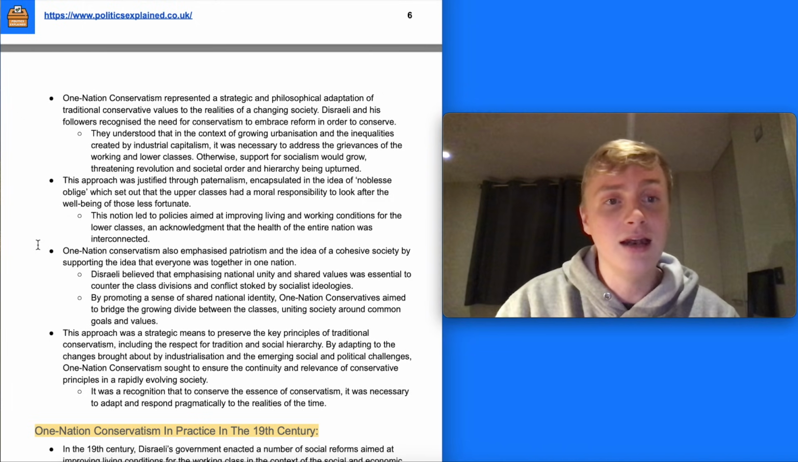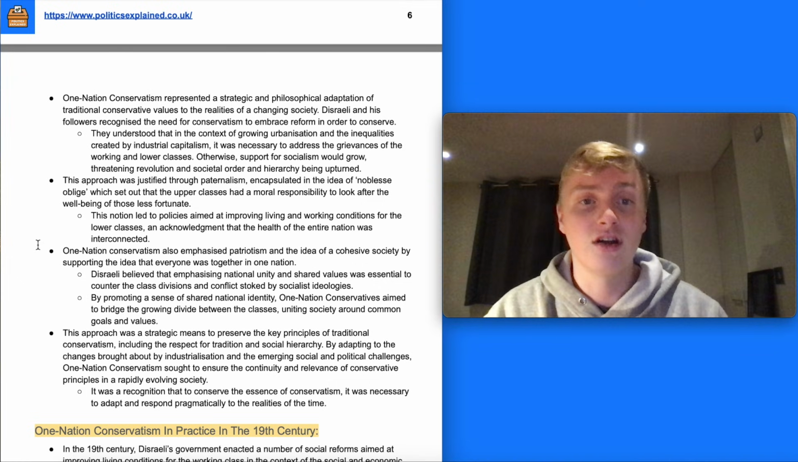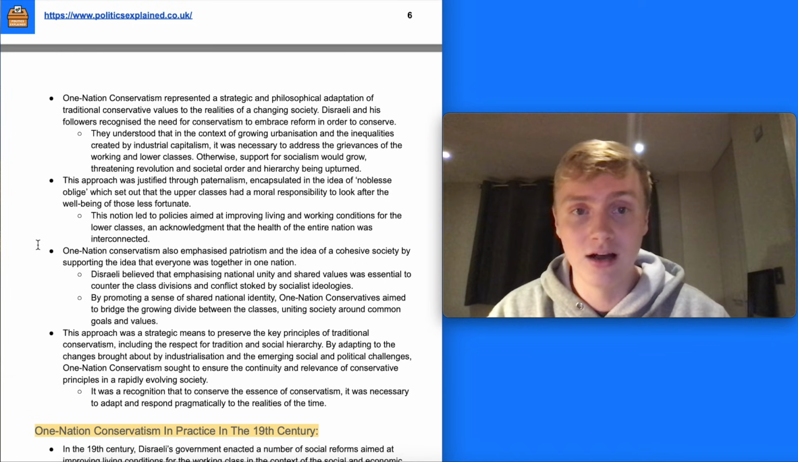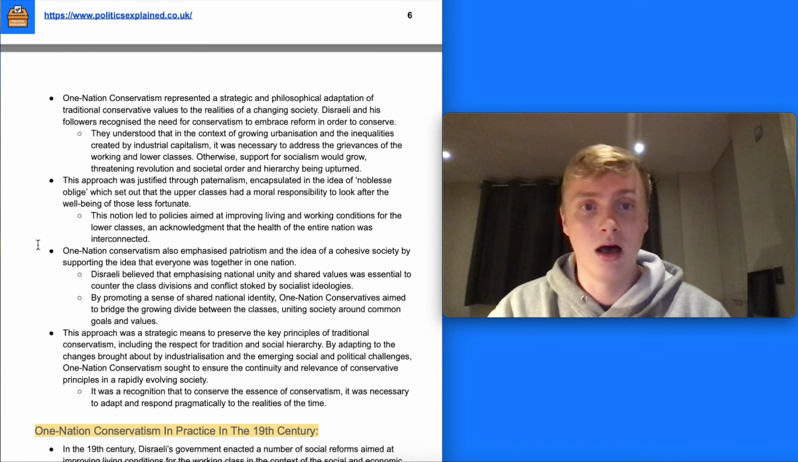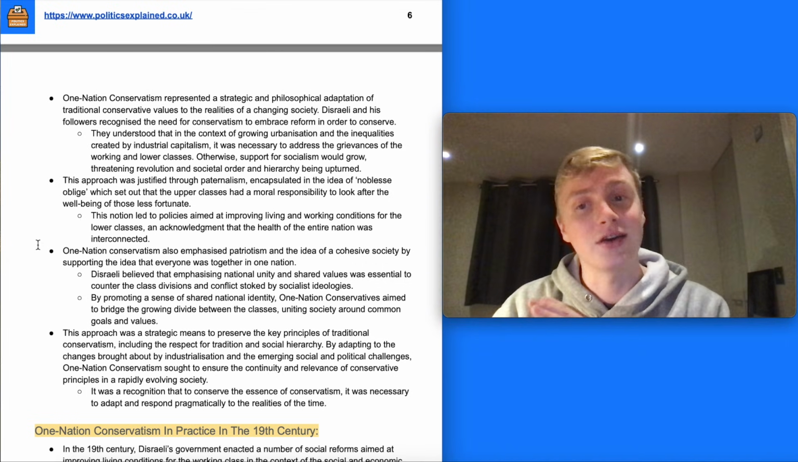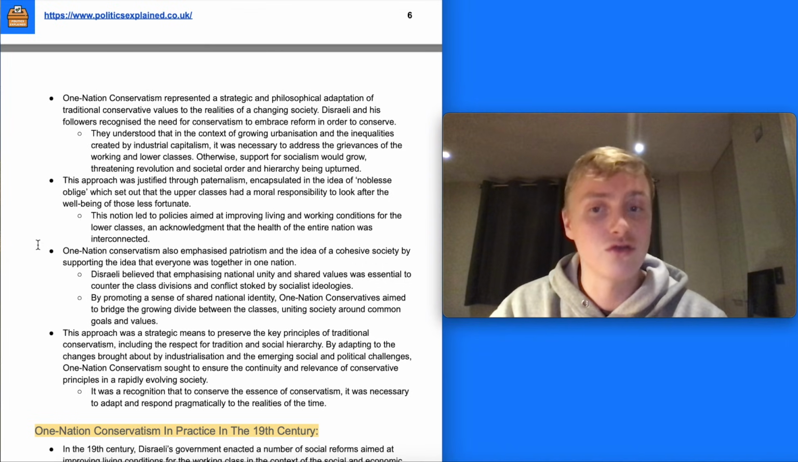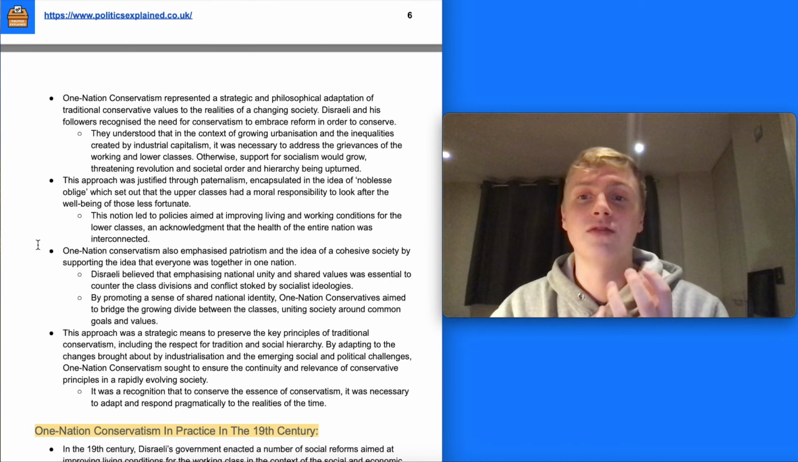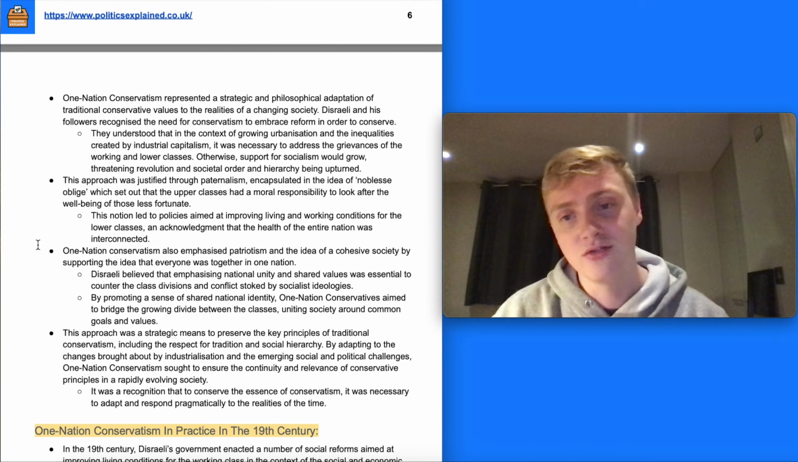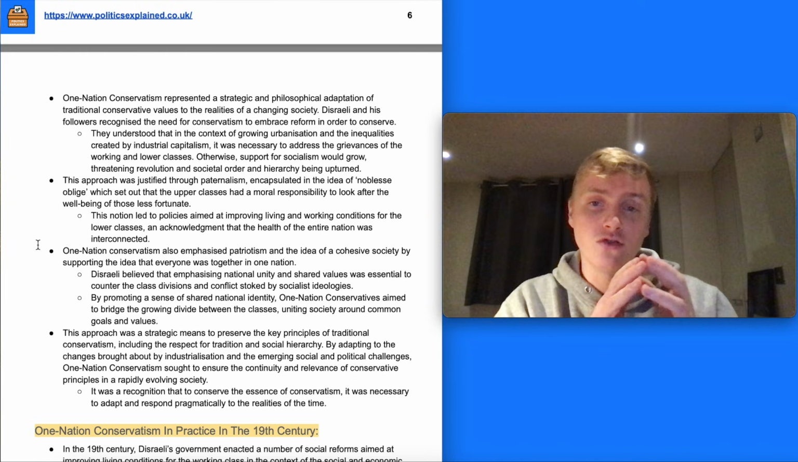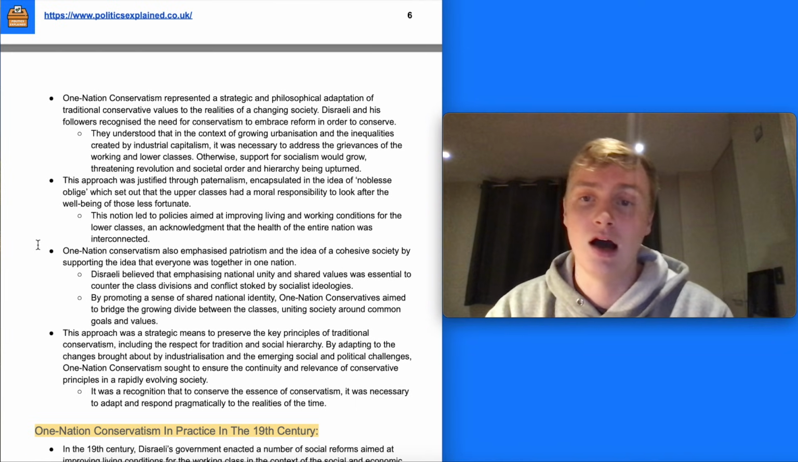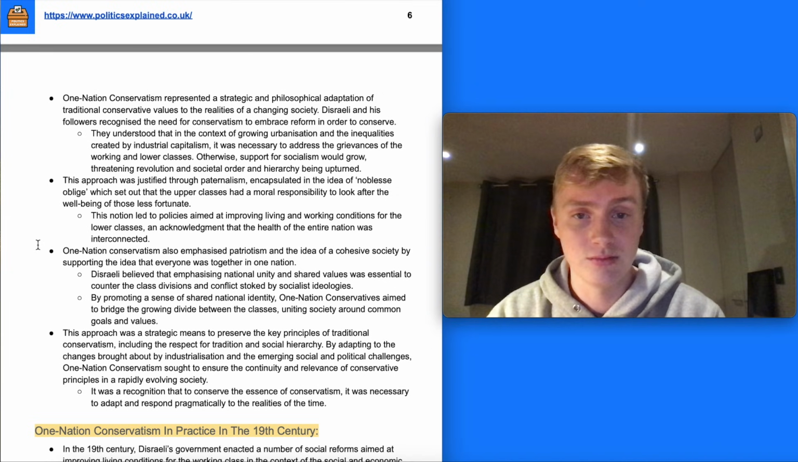They understood that in this changing society, in industrial capitalism, it's necessary to address the grievances of the working and lower classes. Otherwise, support for socialism would grow, which would threaten revolution and the complete removal of these key traditions, this key hierarchy and key institutions that they sought to preserve. So that explanation, that it can be seen as both strategic and philosophical, I think is a really good way to explain the shift to one nation conservatism.